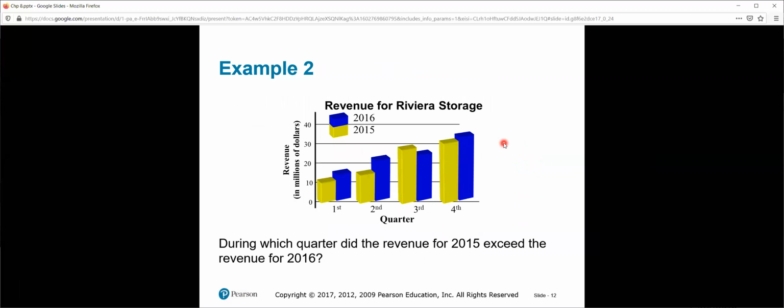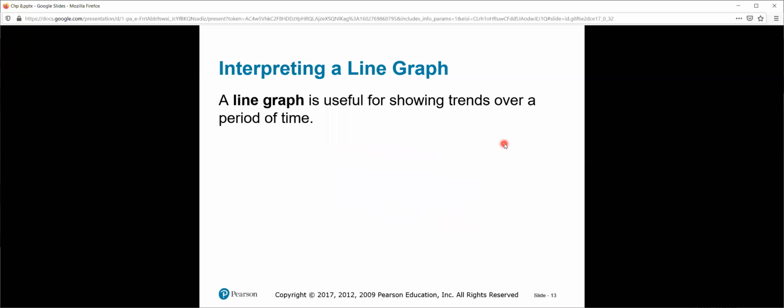To which quarter did revenue of 2015 exceed revenue of 2016? Bam, third quarter. Easy to answer. Look at that. Yellow is taller than blue. I'm done. I don't need to know the numbers. I just need to know that third quarter 2016 didn't do as well. Then, again, in your office setting, well, why didn't that happen? Well, we made this change. Well, let's not make that change again, right? If this was in spreadsheet form, it would not be as useful.